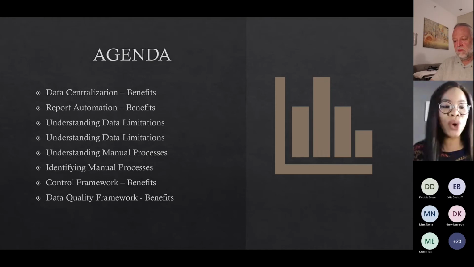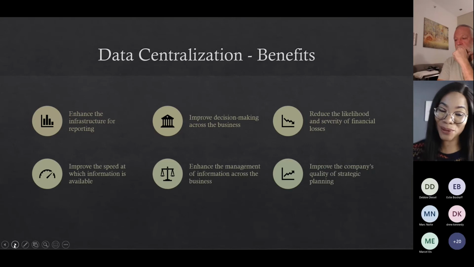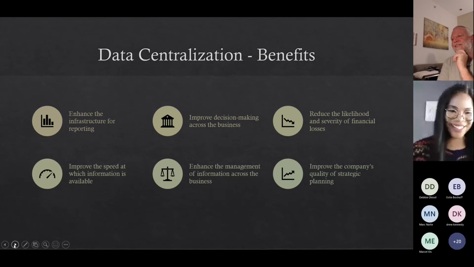And then also, not in detail, I'm just going to talk on a very high level about the benefits of having a control framework, and also the benefits of a data quality framework. I'm just going to talk through that, and trust me, my slides are very few. I think I've got about 11 slides. And trust me, I don't talk a lot. So I'll try to be as brief as possible.